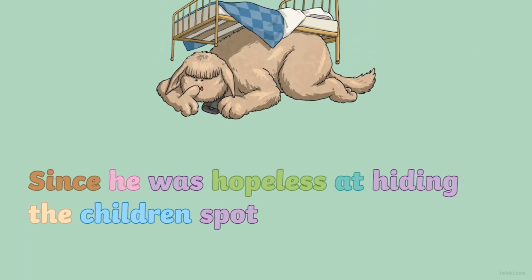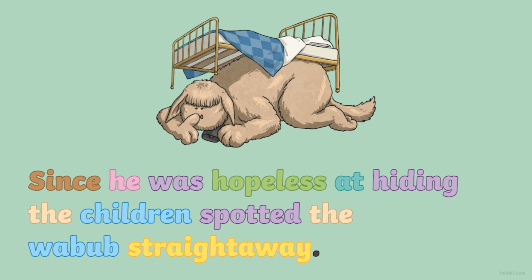So where should the comma be in this sentence? Where does the subordinate clause end? Since he was hopeless at hiding, the children spotted the wabub straight away. You're correct. The subordinate clause is since he was hopeless at hiding. So the comma would go after it, to separate it from the main clause.